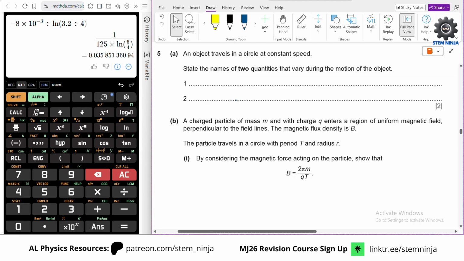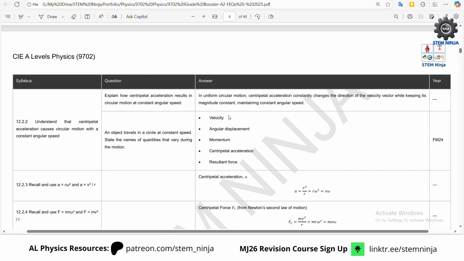Question number 5. An object travels in a circle at constant speed. State the names of two quantities that vary during the motion of the object. Okay, so this is an interesting question, and we have this in these frequently examined questions. Let us show you. Right, look at this. So velocity is changing, angular displacement is changing, momentum is changing, centripetal acceleration, and the resulting force is changing. Everything other than the speed is changing.